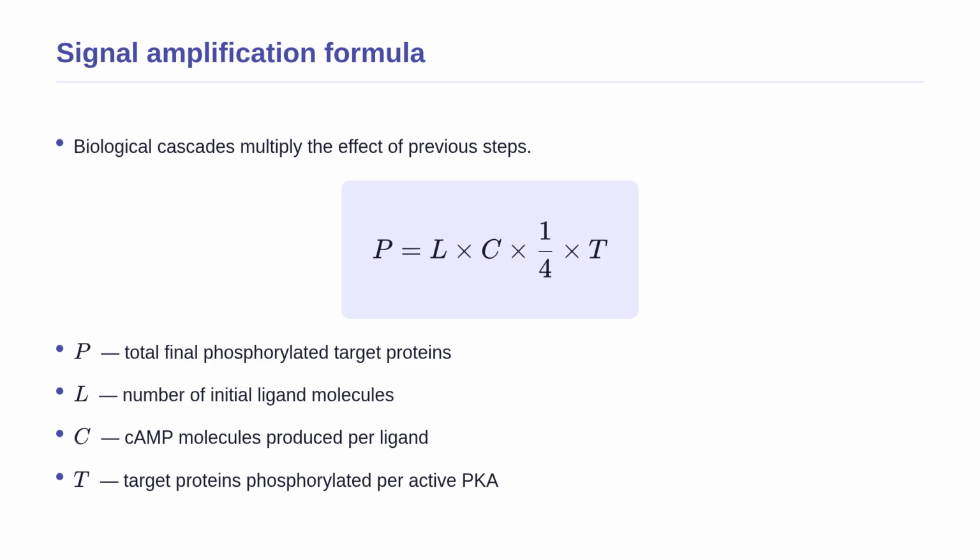The variable P represents the total number of final phosphorylated target proteins. L stands for the initial ligand molecules, like adrenaline. C represents the cyclic AMP molecules produced by adenylyl cyclase for every ligand. We multiply by the fraction 1/4 because it takes exactly 4 molecules of cyclic AMP to activate one single molecule of protein kinase A. Finally, T represents the number of target proteins each active PKA can phosphorylate. If cyclic AMP increases, the final response grows exponentially.